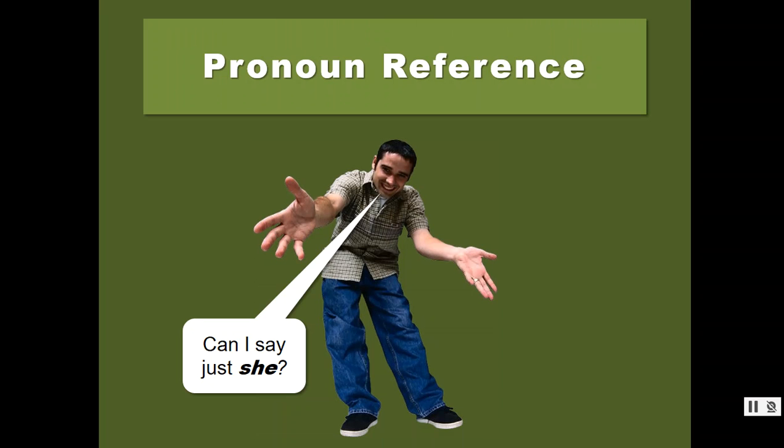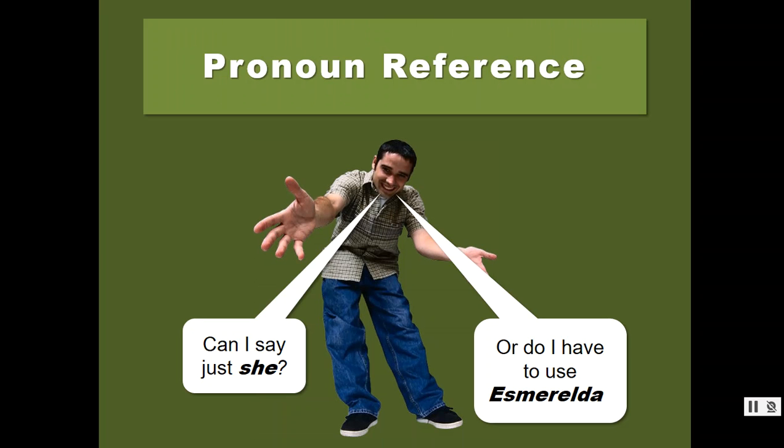Pronoun reference is an important part of clarity in your writing. The job of a pronoun is to rename a noun. And if it is unclear what noun a specific pronoun that you use is renaming, then you have a problem. So it boils down to this question: can I just say she, or do I have to use Esmeralda?